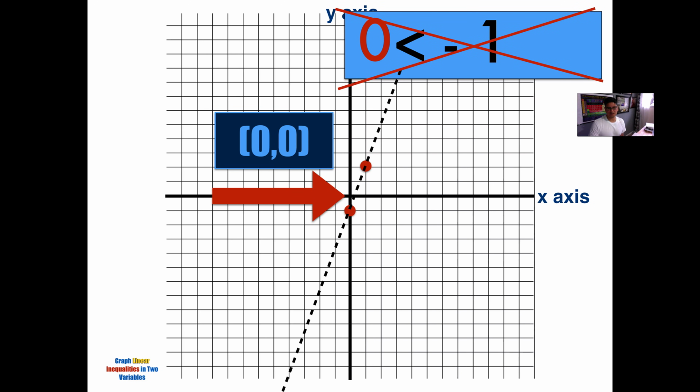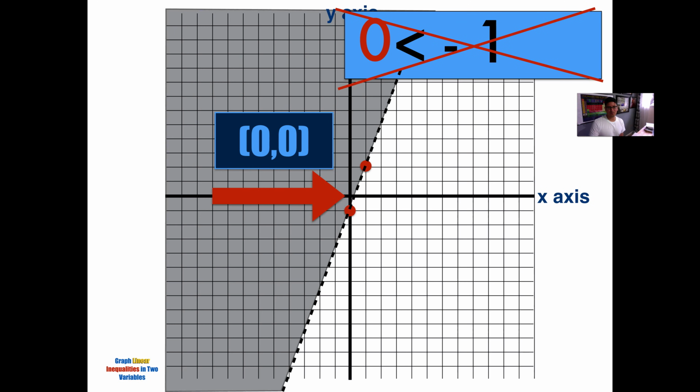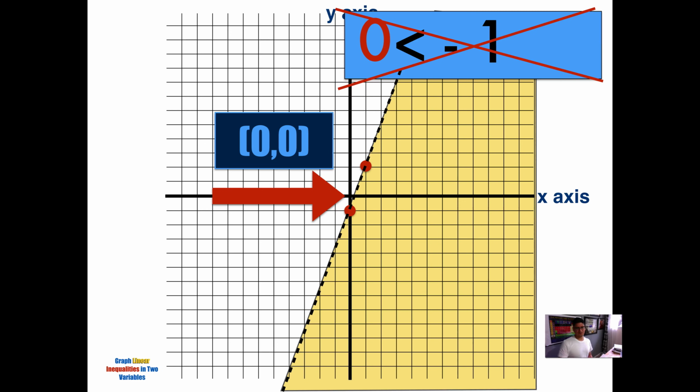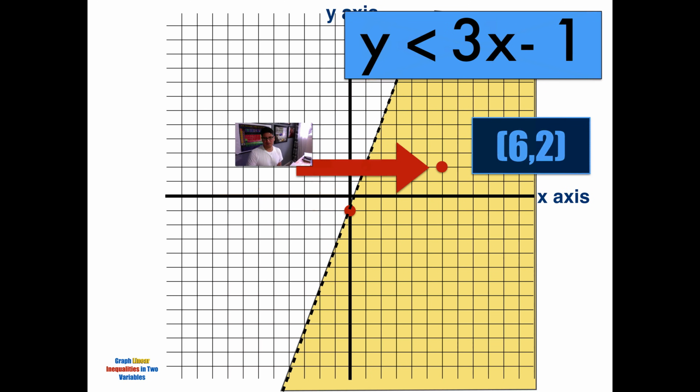Since that's not a true statement, that means that all the points on this side of my line are not possible solutions. So process of elimination tells me that all of my points on the right side are my possible solutions. And just to prove that point, I'm going to pick a random point here, (6, 2).